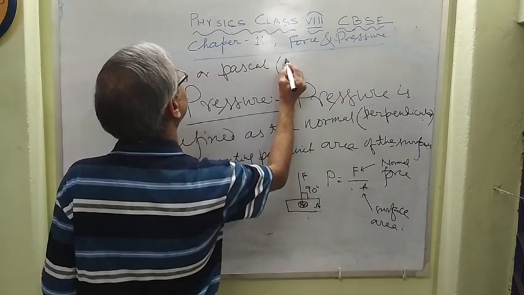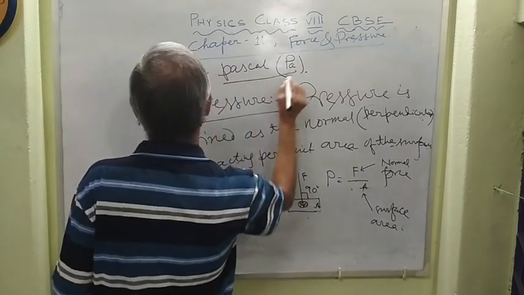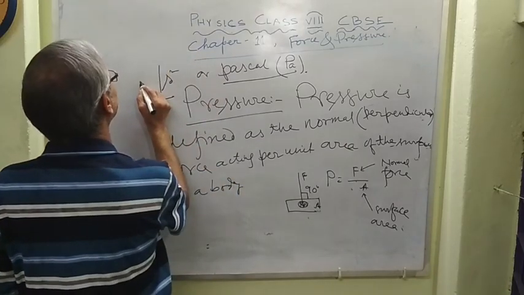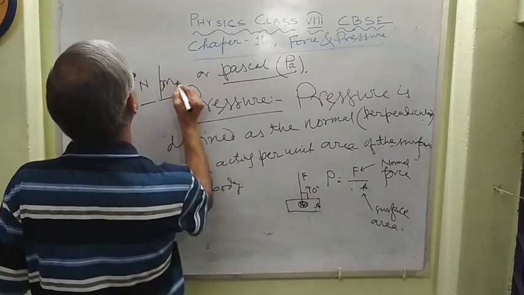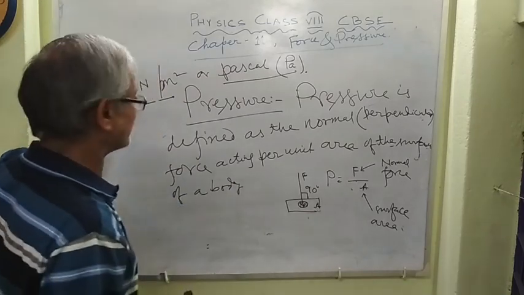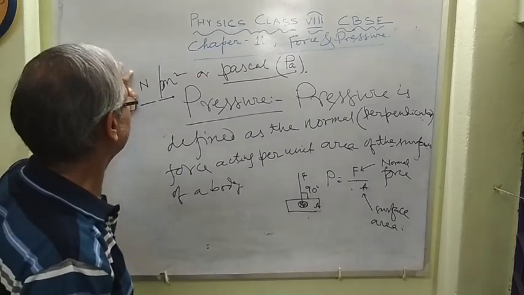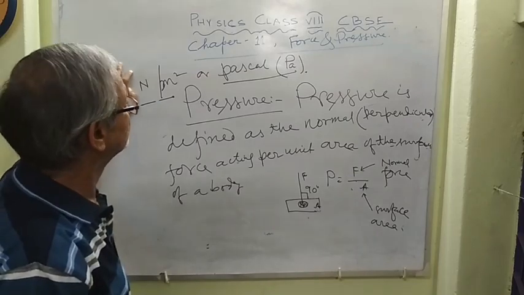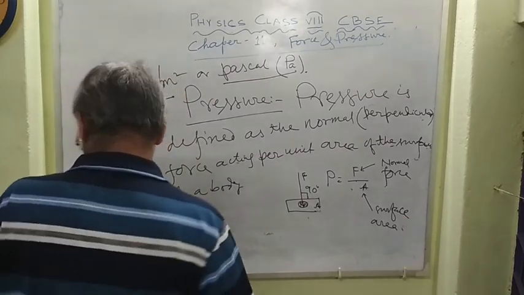It is abbreviated as Pa, capital P and small a. Newton per meter square or Pascal. That is, if 1 Newton force acts normally on a surface area of 1 meter square, then the pressure exerted is 1 Pascal or 1 Newton per meter square.